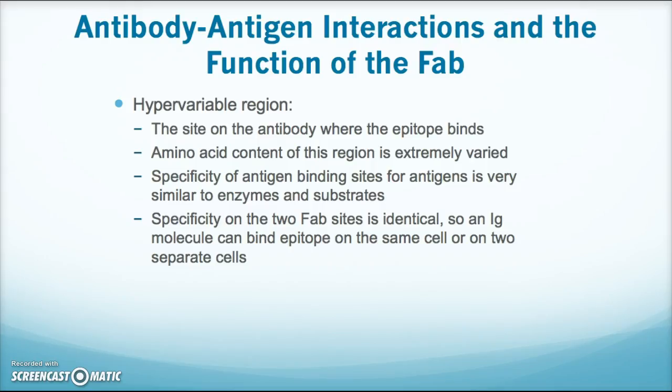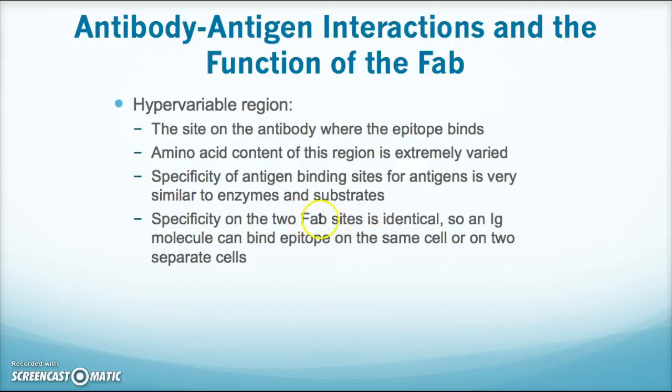So that antibody-antigen interaction that we see at that hypervariable region, this is where that epitope would bind to the antibody. And remember that the amino acid content of that region is varied so that we have a specific hypervariable region that would recognize any given epitope. So it's going to be very much like enzymes and substrates. Remember when we talked about that lock and key, only the particular epitope will be able to bind the antigen specific for it.